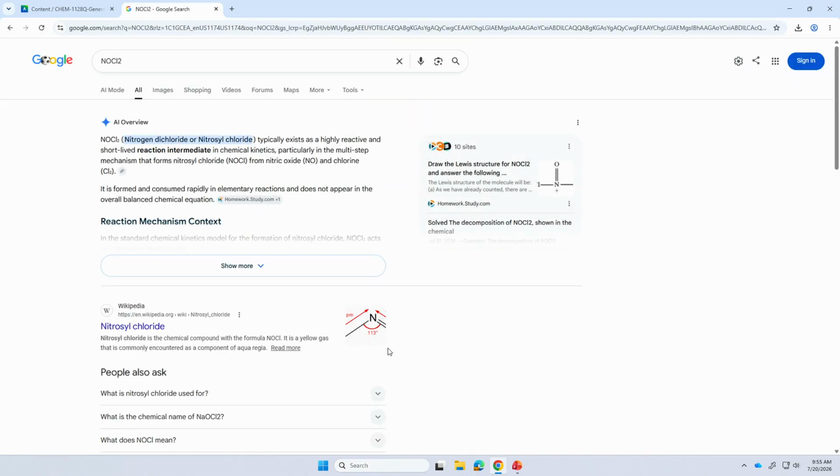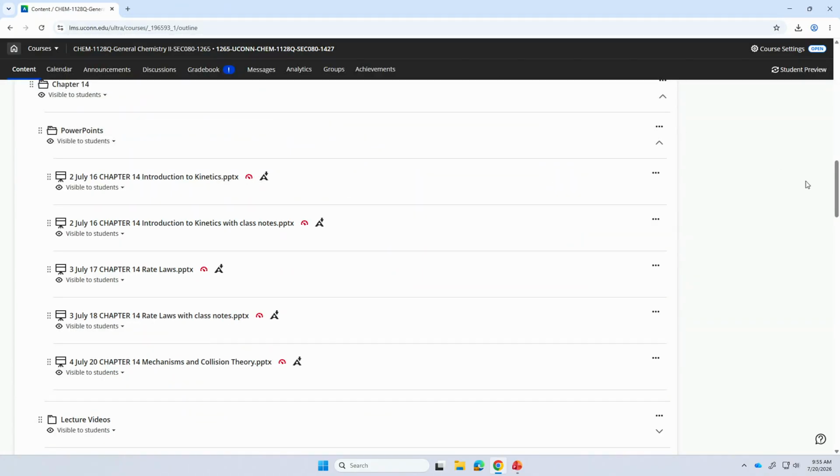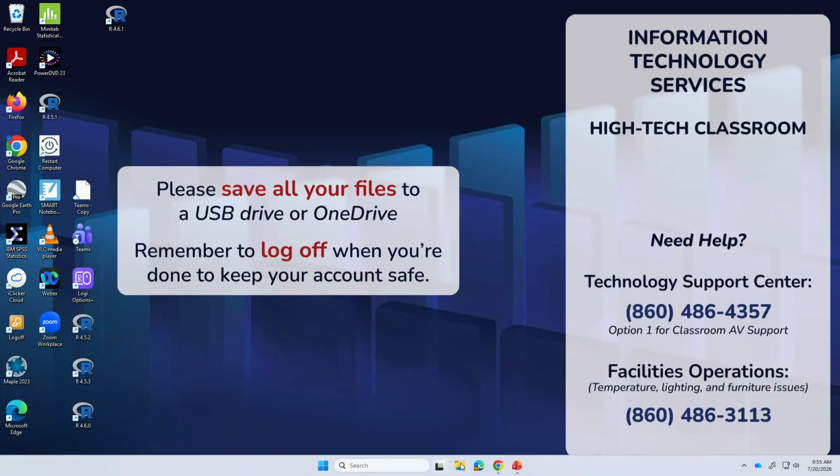Okay, NOCl is a yellow gas, but so is Cl2. So I don't know the difference in the color between nitrosyl chloride and chlorine gas itself. If there's a slight difference in the yellow color, we might be able to see it. Otherwise, we might just see yellow and we don't know.